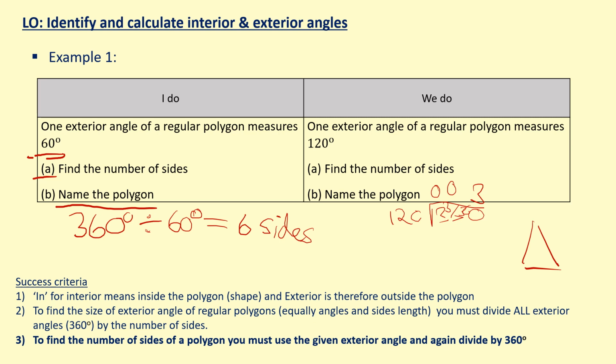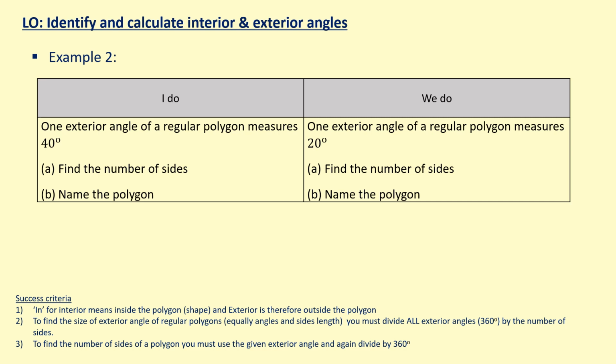So well done if you got 3 sides and we have a triangle. I'm just going to put tri for short instead of getting my pen to write it all out, as it seems to be a bit miserable today, this pen. But it's doing enough, so that's the main thing.